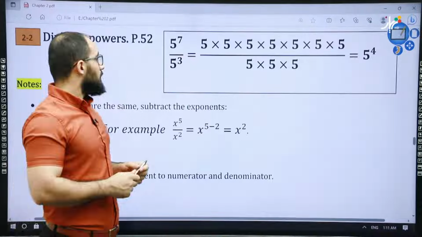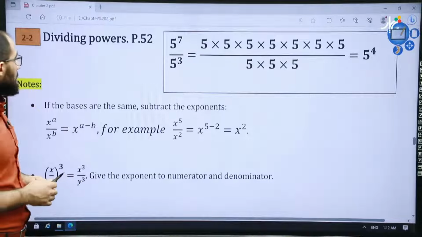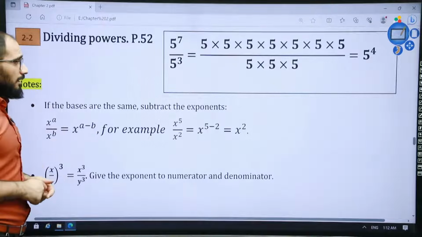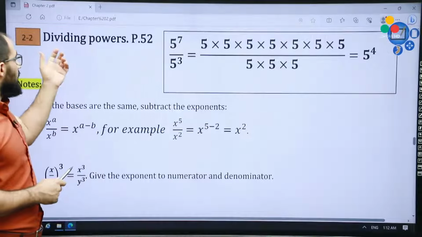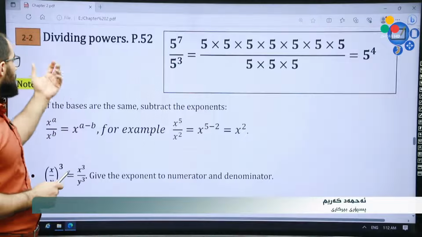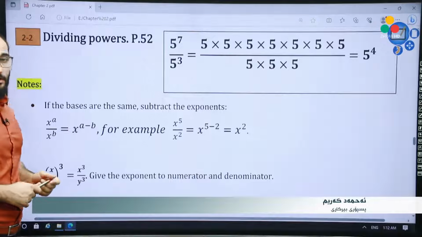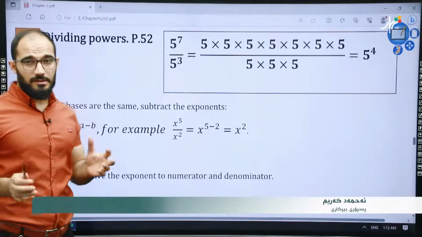For today we have a new subject in chapter 2 section 2, it's dividing powers. If you remember, in the previous lesson we had multiplying, but today it is dividing powers. As always, dividing and multiplying are opposite.